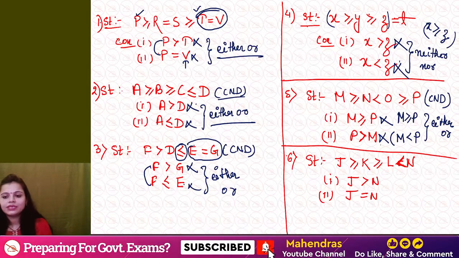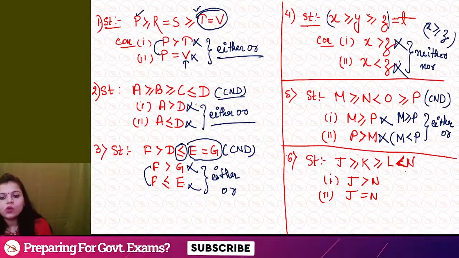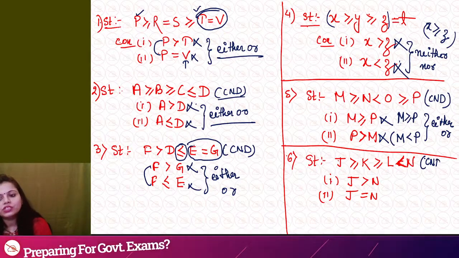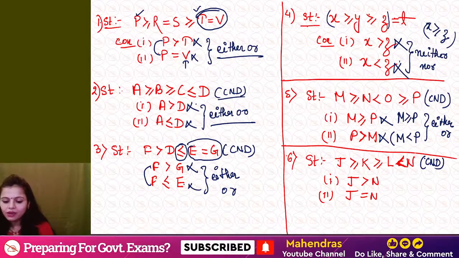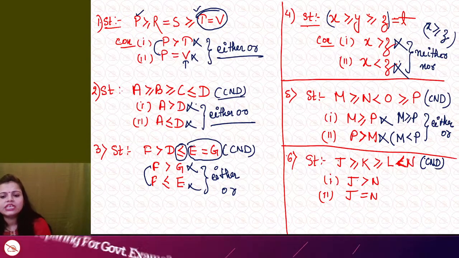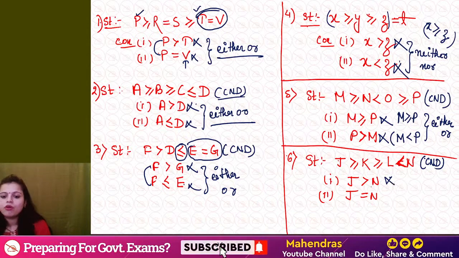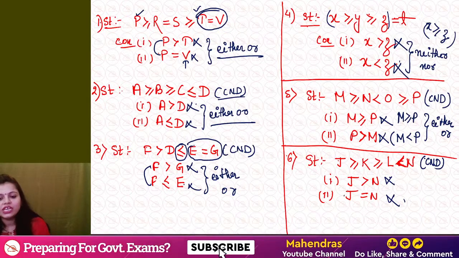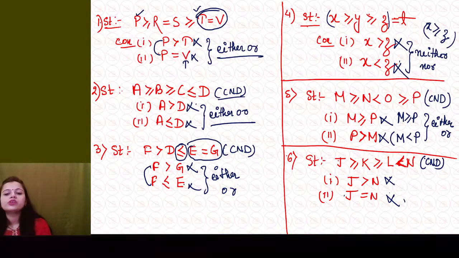Now the second one is the relation between J and N. What is the relation between J and N? The relation between J and N is C and D. So J is greater than N? Wrong. J equal to N? Again wrong. See, J is greater than N and J is equal to N. So these two are individually wrong.